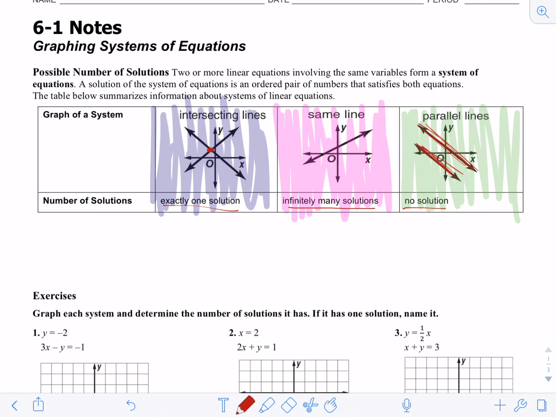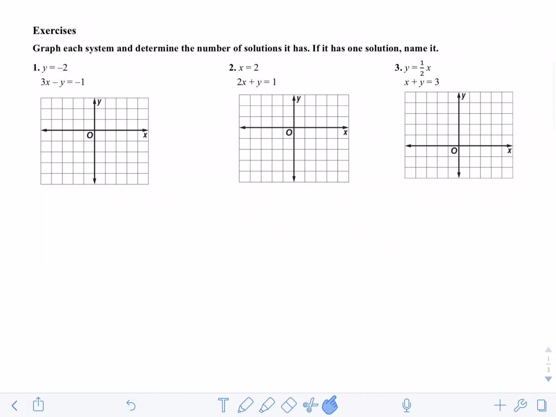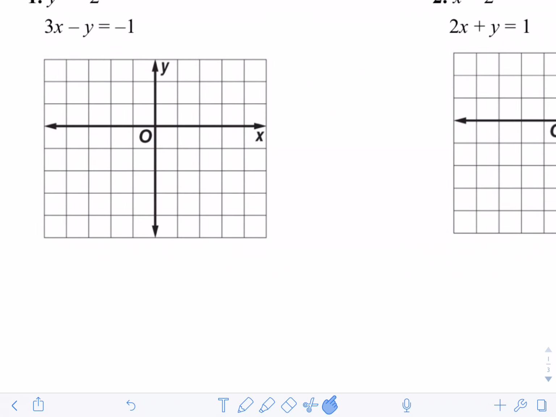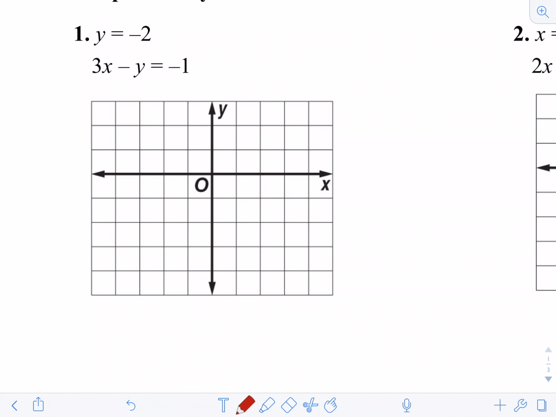So there's 6 problems that we're going to go through. You're going to see every single one of these scenarios play out. So here we go. We're going to go ahead and start with this first one. So the first one we have y is equal to -2. It's already solved as a y equals, so we can go ahead and graph this.